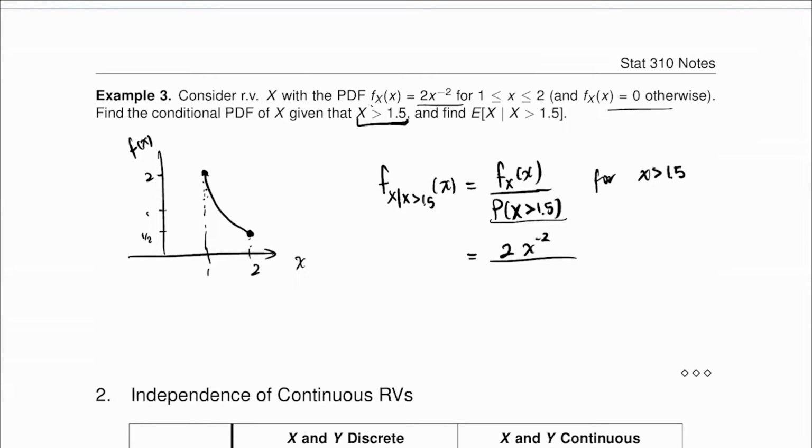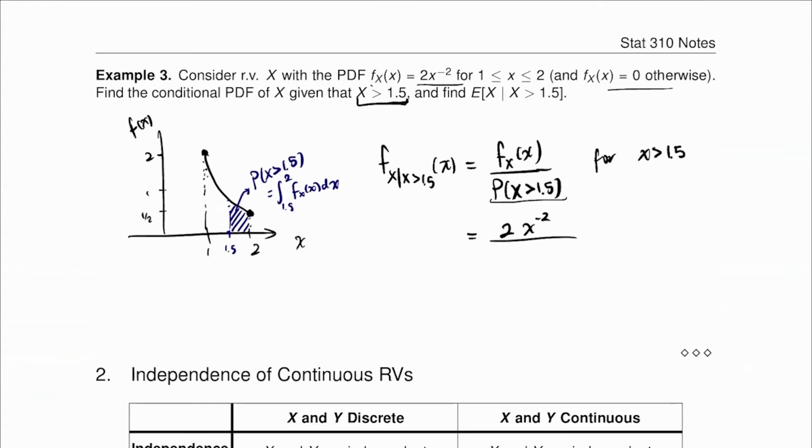And here, this probability, we can calculate in the same way as we have done before. This is 1.5, and we have to calculate this area over here. So to calculate this area, this is the probability of x greater than 1.5. It's basically the integral from 1.5 until 2 of the PDF of x. So this probability is going to be the integral from 1.5 until 2 of the PDF, that is 2 times x to the minus 2 dx.